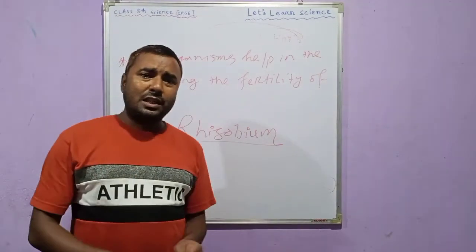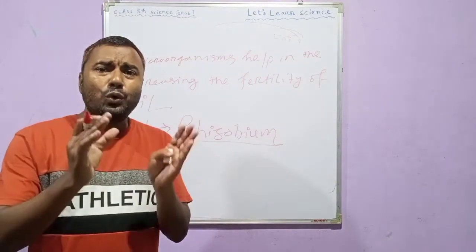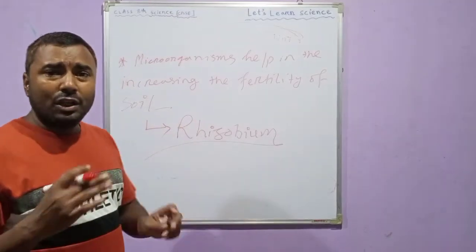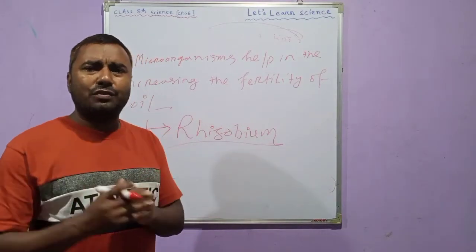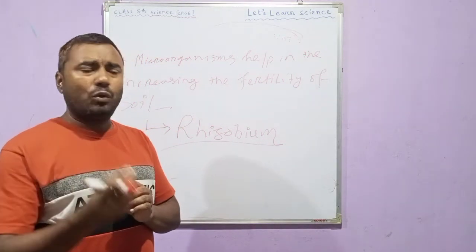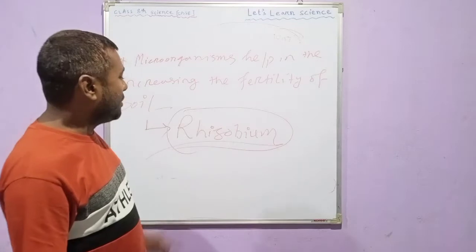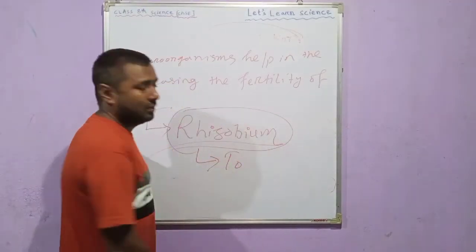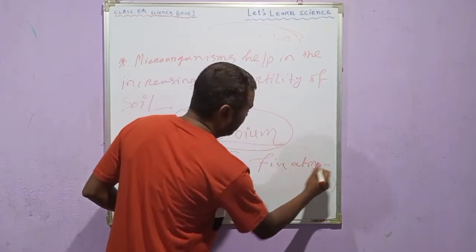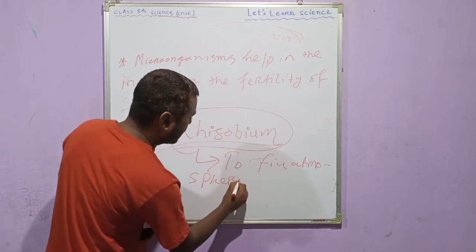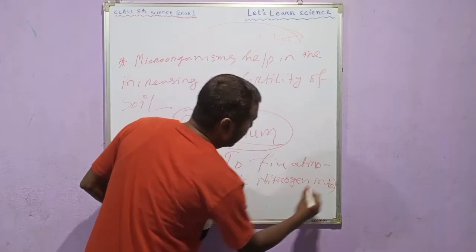Rhizobium. This bacteria is used to live in the nodules of the leguminous plants, in the roots of the leguminous plants. The legume plants' roots have some nodules, and over there what happens? This Rhizobium bacteria is found, and it has the capacity to fix, what to fix? Atmospheric nitrogen into nitrates.